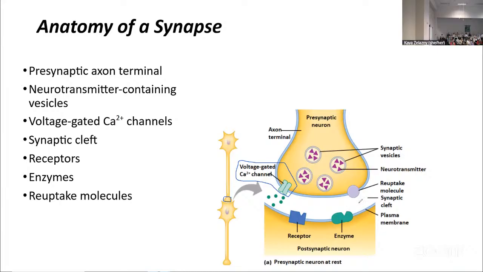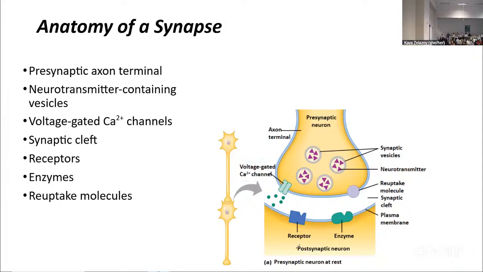The other thing I'm going to jump to, since we're going to focus on the presynaptic neuron and all its pieces, is this reuptake molecule. The other thing that we can see here is that we have an additional membrane protein labeled a reuptake molecule. We're going to see that that's involved with what happens after we release our neurotransmitters.